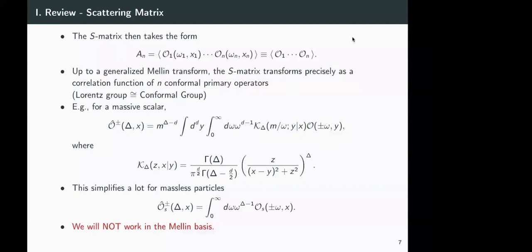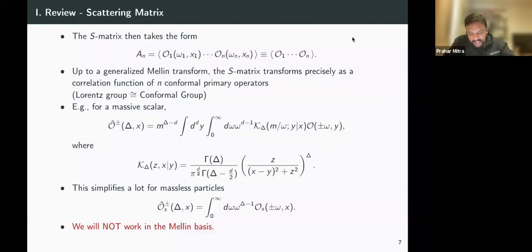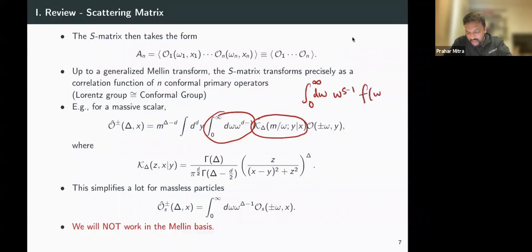Sorry, why are you calling this a Mellin transform? Oh, it's almost a Mellin transform with this extra kernel. This sort of type of thing is a Mellin transform. So a Mellin transform is the integral from 0 to infinity d omega omega to the s minus 1 of f of omega, which is f star of s. This is it. And it's called a generalized Mellin transform because you have this extra kernel. But in the massive case, it literally becomes a Mellin transform. In the massless case, this is actually exactly a Mellin transform.